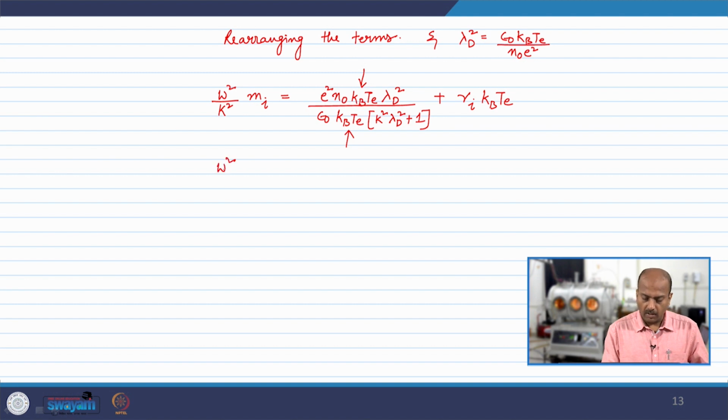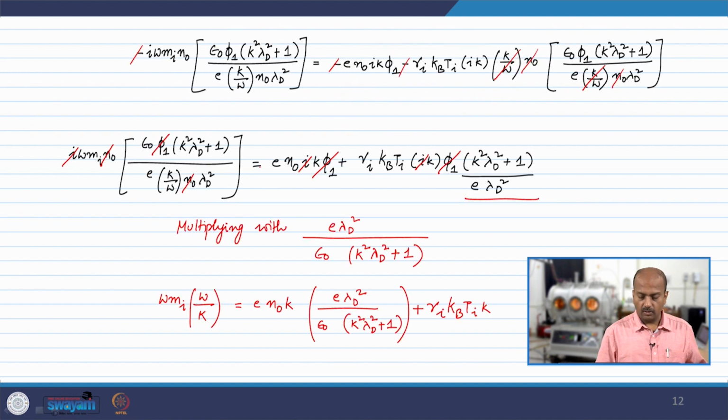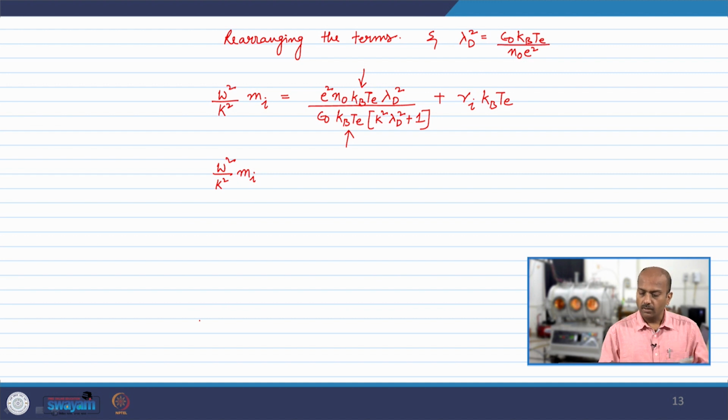So omega square by k square m_i is still there on the left hand side. Omega times omega square by k, you take one k from here and bring it to the left hand side. You have omega square by k square times m_i is equal to, so all this e square n naught by epsilon naught k_B T_e. This is nothing but lambda d square, right.